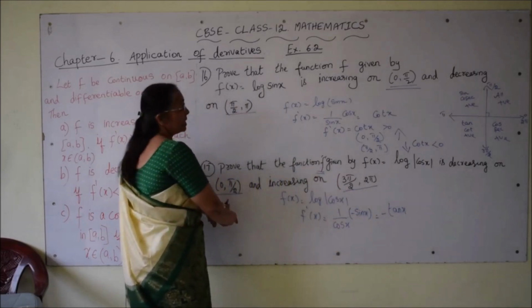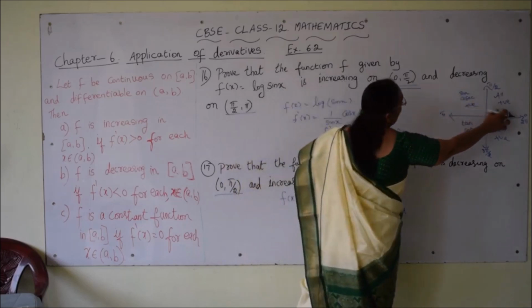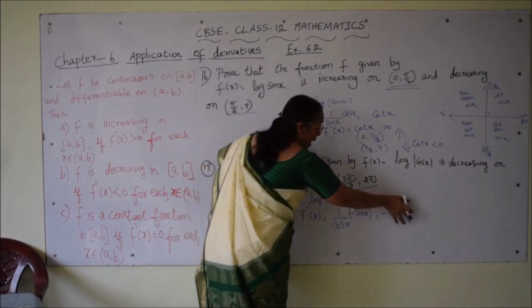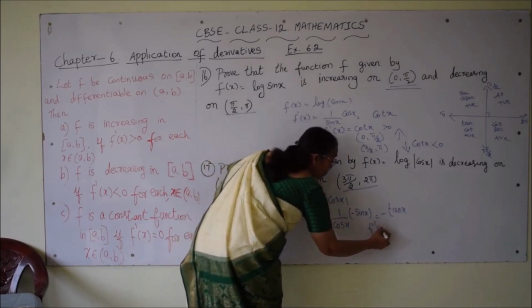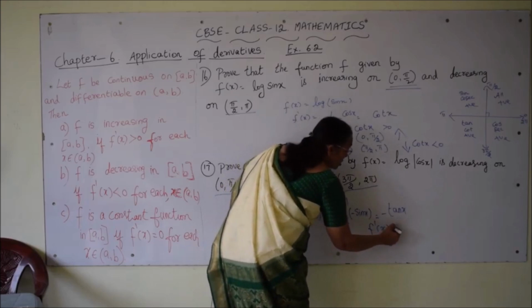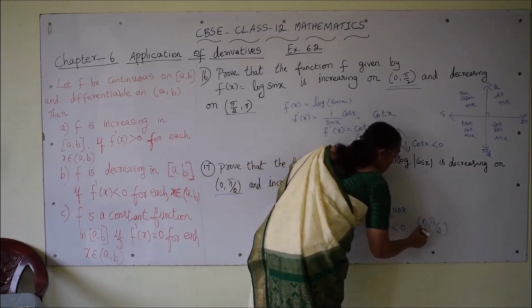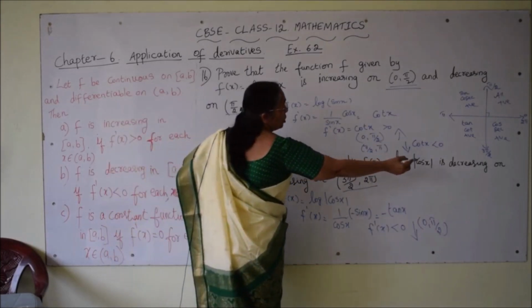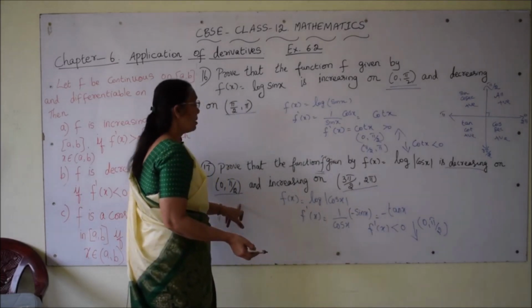Now, let us see the first interval 0 comma pi by 2. In 0 comma pi by 2 all the trigonometric ratios are positive. So, tan x is positive, so negative of tan x is negative. So, f dash of x is less than 0 in the interval 0 comma pi by 2. Therefore, it is decreasing on the interval 0 comma pi by 2.